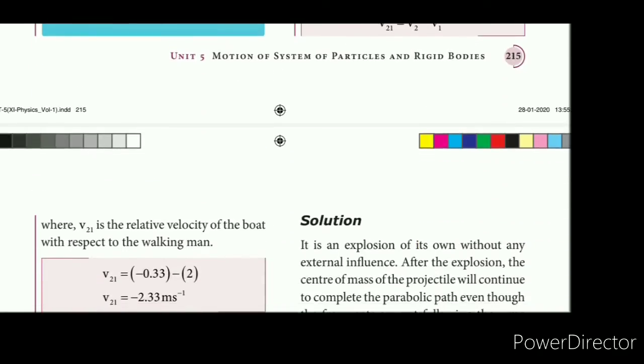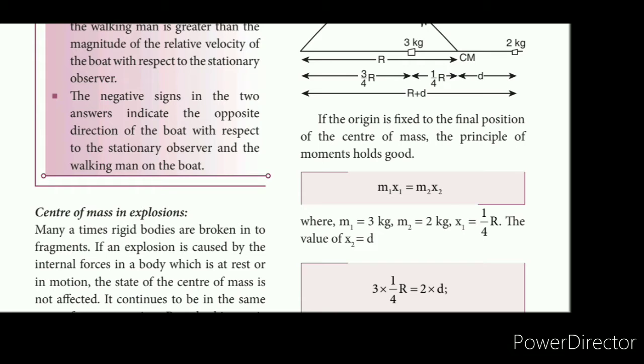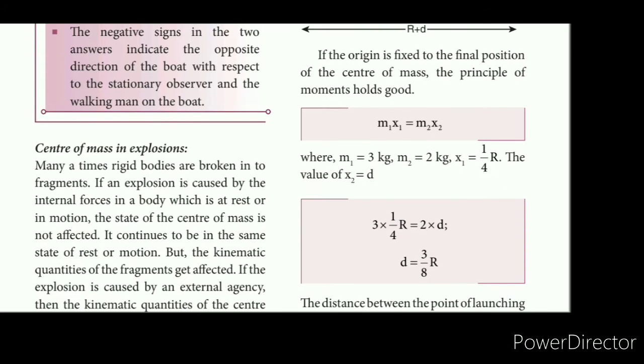Okay, the next thing I'll teach you in the live class, that board sum. Center of mass in explosions. Many times rigid bodies are broken into fragments, when explosions are caused by internal forces in a body which is at rest or in motion. The state of the center of mass is not affected. It continues to be in the same state of rest or motion, but the kinematic quantities of the fragments get affected. If the explosion is caused by an external agency, then the kinematic quantities of the center of mass as well as the fragments will get affected.